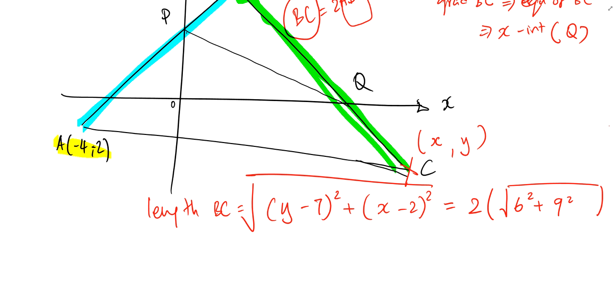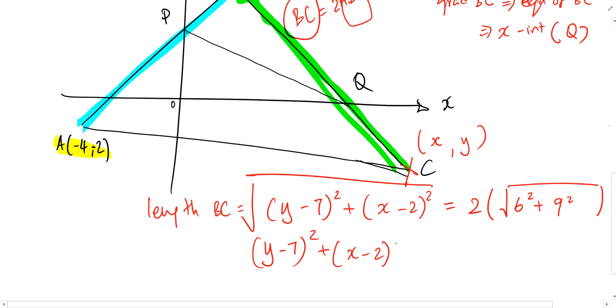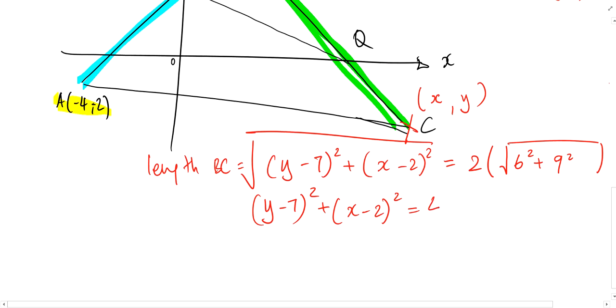What do you think I should do to both sides? Square. Okay. Y minus 7 square plus x minus 2 square equals to, can you help me complete it? 2 square. Okay, so that's 4. Don't forget your laws of indices. And inside the bracket, what do I have? 36 plus 81. How much is that? 81. Okay, 117.